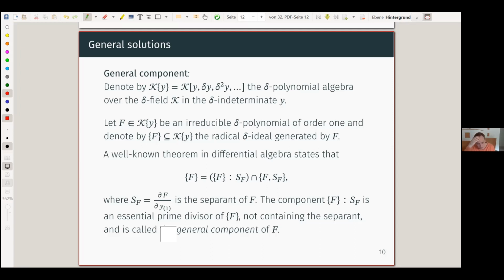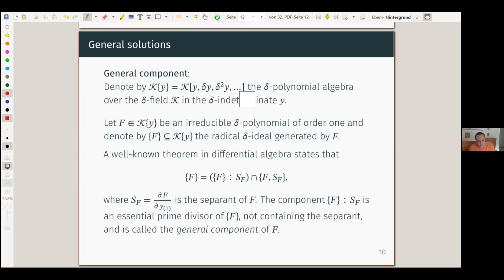So if I should skip this, just tell me, otherwise I will walk through it briefly. If you take a differential polynomial in the very simple differential polynomial algebra over my delta field K in just one delta indeterminate Y, and I consider now such a differential polynomial F of order 1, which I assume to be irreducible, meaning irreducible as a polynomial over K.